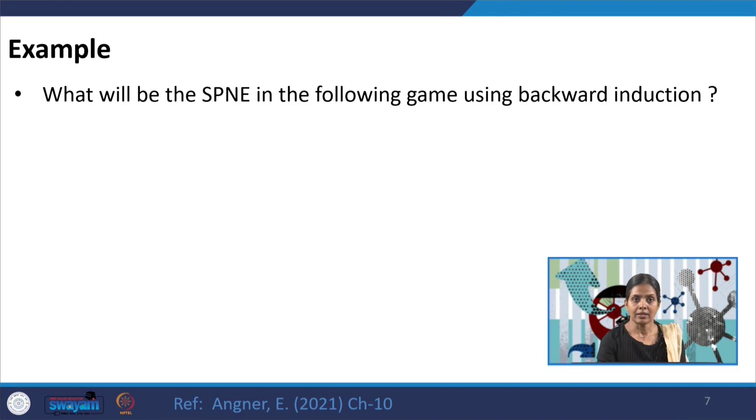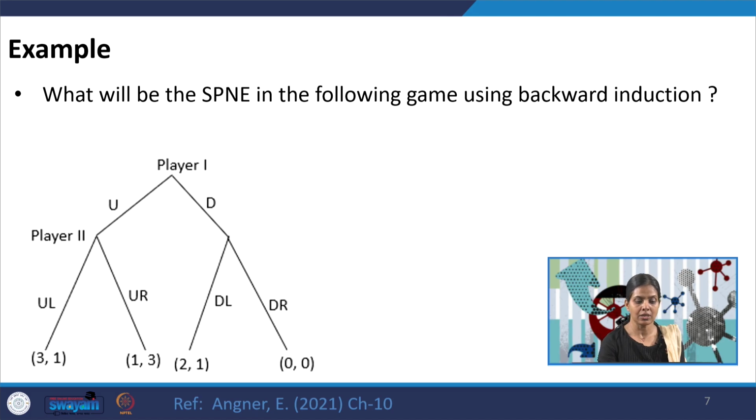So, let us take another example. What will be the SPNE, or subgame-perfect Nash equilibrium, in the following game using backward induction? This is what the game looks like. Again we start with backward induction. Here player 1 again has two strategies, U and D. Player 2 can play L or R when player 1 plays U. So, that is why they are called UL and UR.